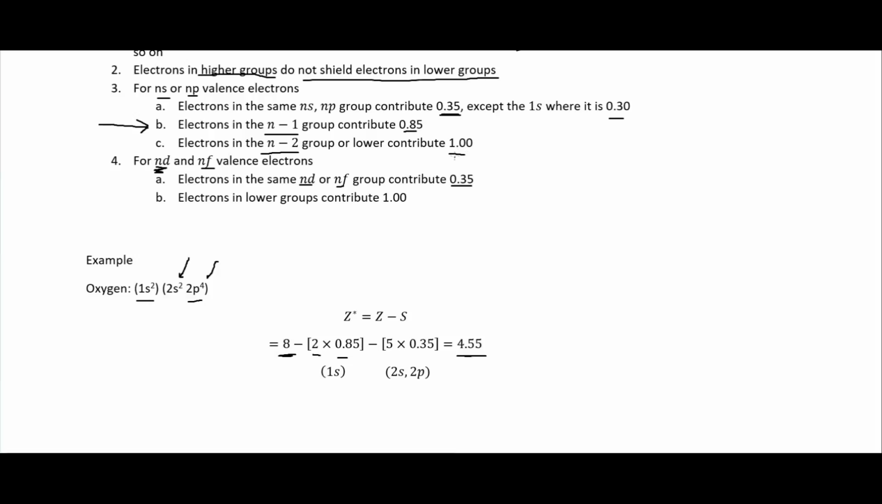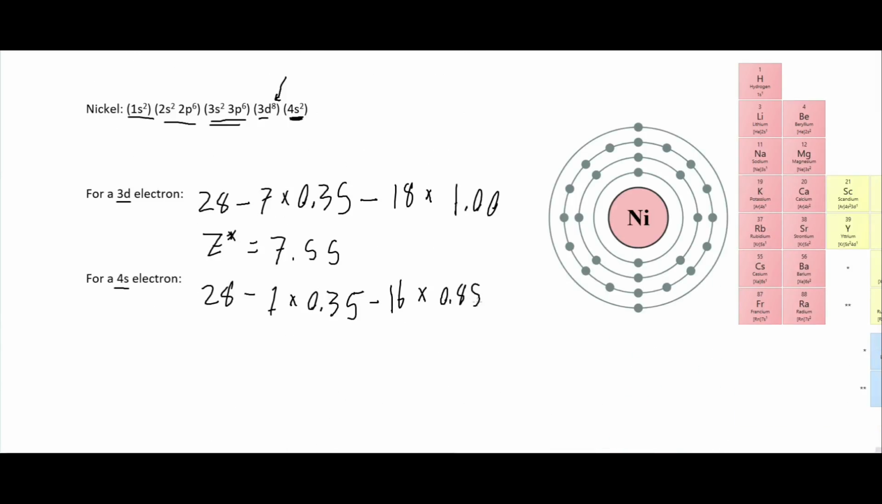So anything lower than that is just going to have a 1. So each electron lower than that is going to block out the equivalent of 1 proton. And so what we have here is we have 8 and then 9, 10. So minus 10 times 1.00, and so Z star for this will actually be 4.05.